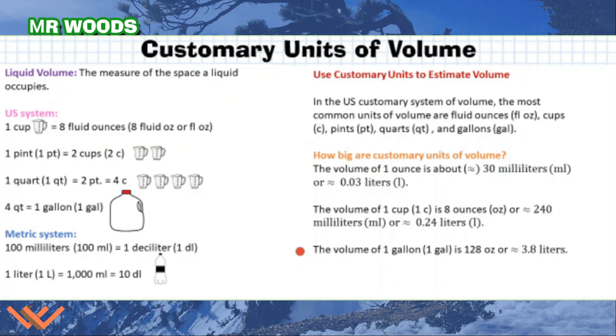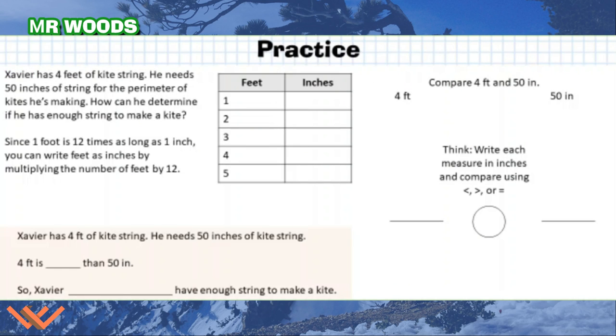The volume of a gallon is 128 ounces or 3.8 liters. Many times when I'm doing estimation and I have to do it in liters, I'll say, well, I know that's approximately 5 gallons, so I'll say it's about 20 liters because 5 times 4 is 20, and I say 4 because 3.8, if you round up, is going to be 4 liters. Let's practice. Let's take a look at this problem here.